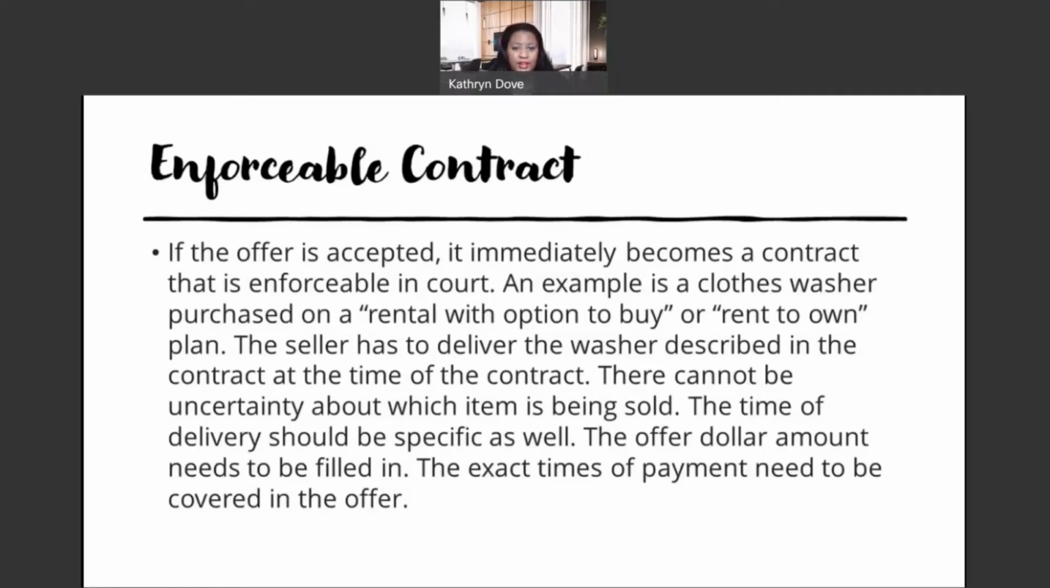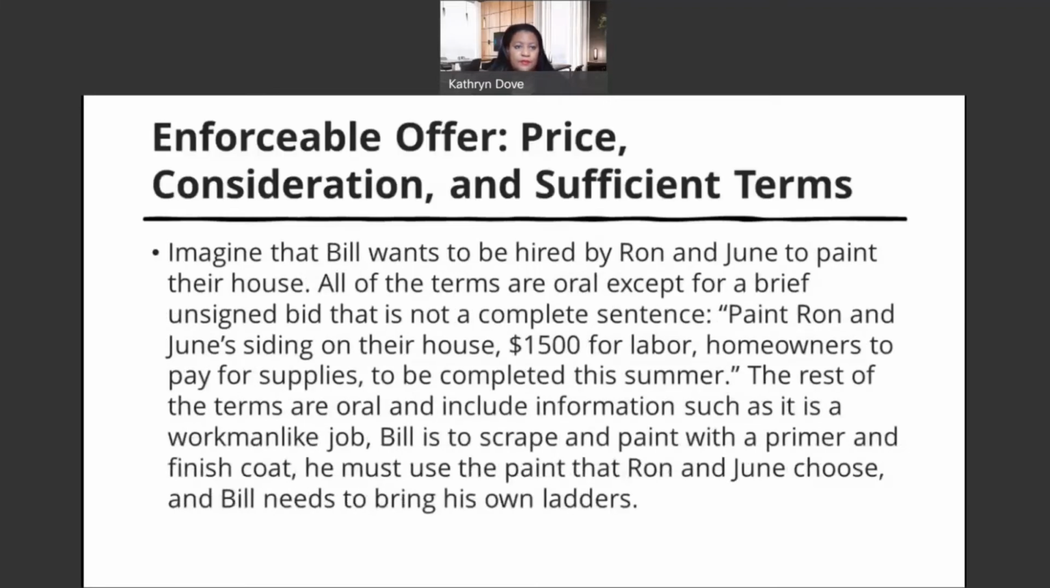So the seller has to deliver the washer described in the contract at the time of the contract, whatever time we agree upon. There cannot be any uncertainty about which item is being sold. The time of delivery should be specified as well. The offer dollar amount needs to be specified. The times of payment need to be covered in the offer. An enforceable offer will include the price, the consideration, and the specific terms.